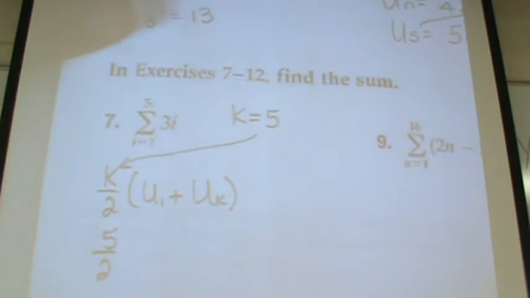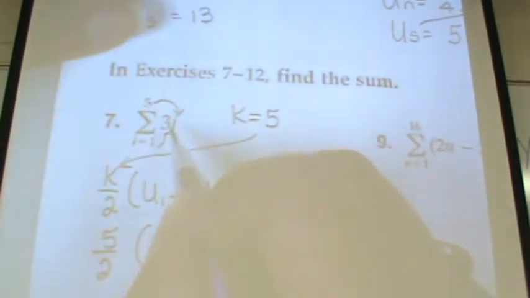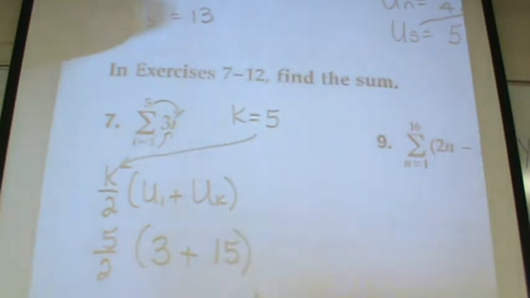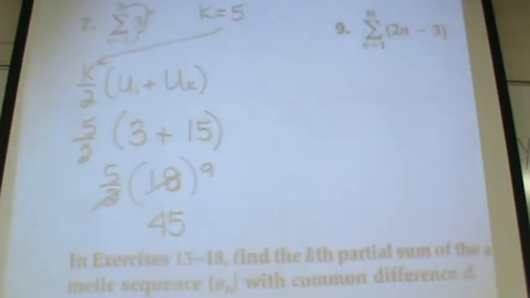Then, to figure out the first term in the sequence, you're going to plug this number in here for i. What is 3 times 1? It's 3, so that's your first term. And then the last term, which is 5, 3 times 5 is 15, that's your kth term. So if you add these up, you get 18 here. And simplifying, 2 goes into 18 9 times. 9 times 5 is 45. So the sum of the first 5 terms of this sequence is 45.